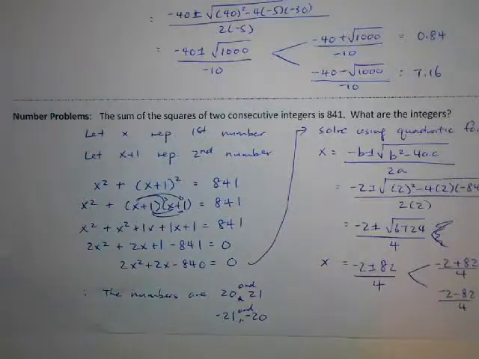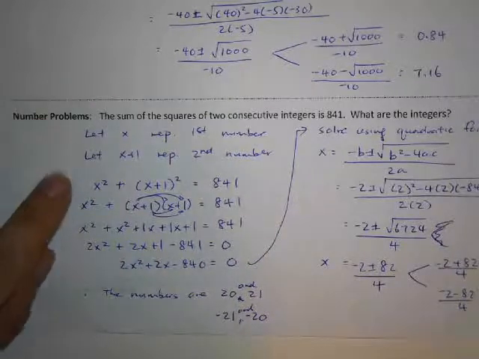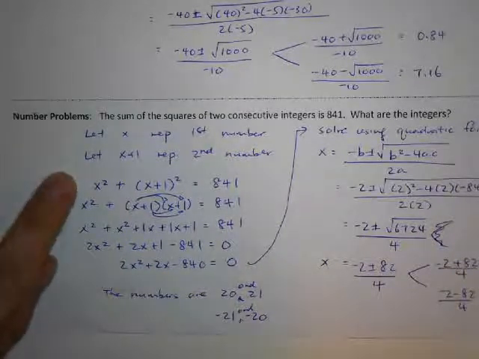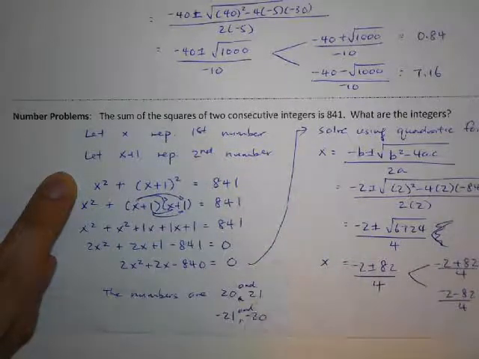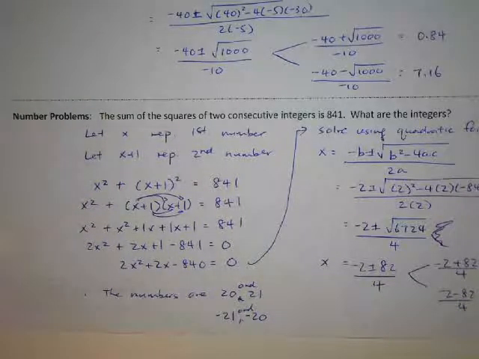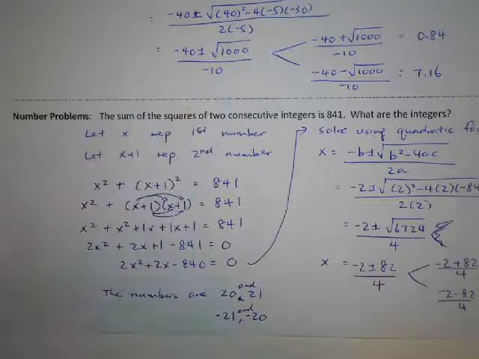That's it. Just be careful that when you get two possible answers, make sure you look back at your last statement, especially with number problems, making sure that you find the second number as well, because these are just the first numbers. So you get two sets of integers.